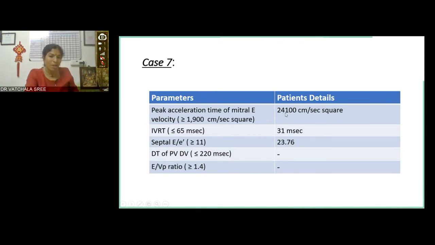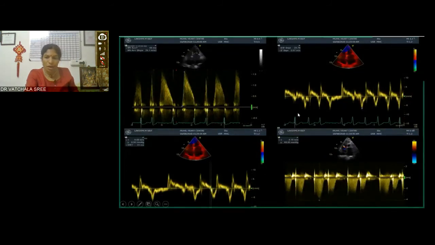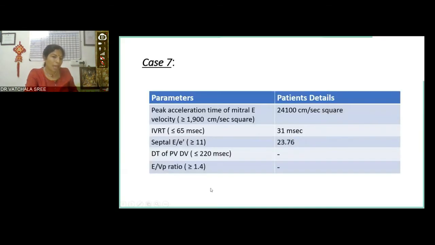The other thing that you can measure is the isovolumetric relaxation time, IVRT. We have measured it here. I don't know whether you all are able to see it clearly, but I told you earlier how we measure the IVCT and IVRT. The time before the onset of your E wave is the IVRT, that is the isovolumetric relaxation time. And the IVRT, normally anything less than 65 is abnormal, and this lady's IVRT is 31 milliseconds.